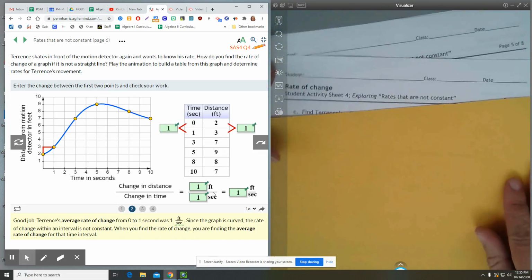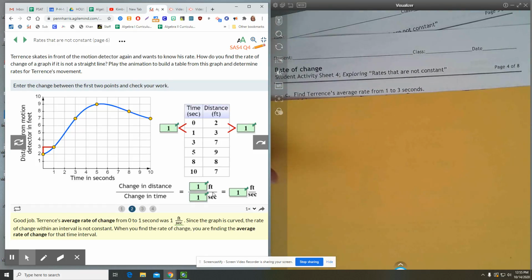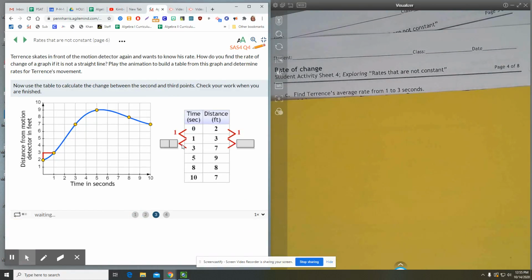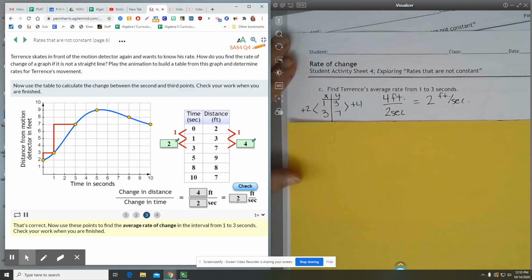Okay, so now for question C, they want to know the rate from 1 to 3 seconds. Okay, so from 1 to 3 seconds, when I look, I'm increasing 2 seconds and my distance is increasing by 4. Okay, so we're increasing 4 feet in 2 seconds. And then we reduce that. 4 divided by 2 is 2. He is traveling at 2 feet per second.